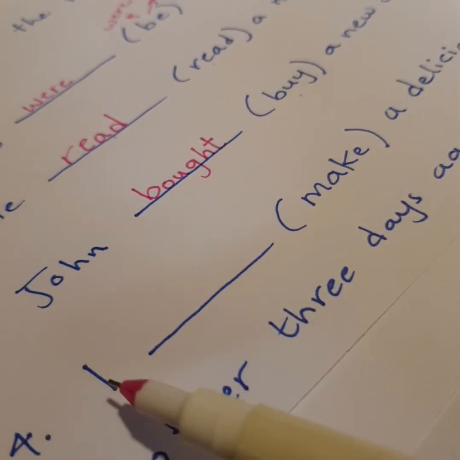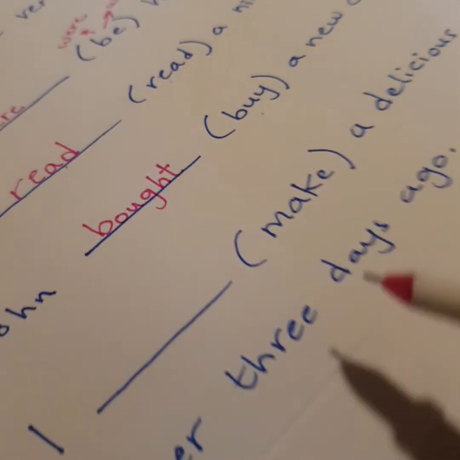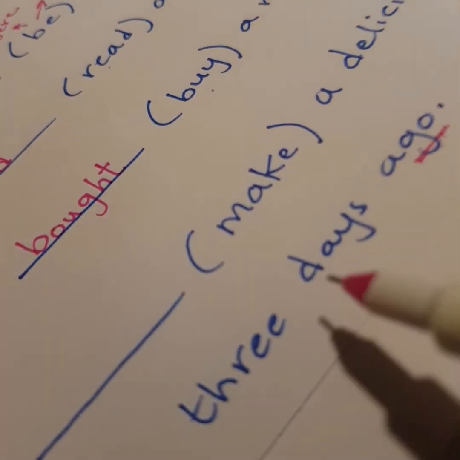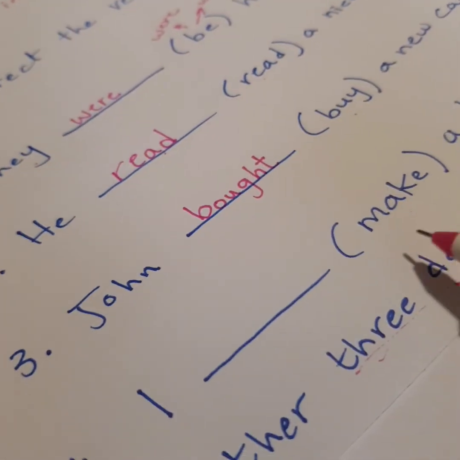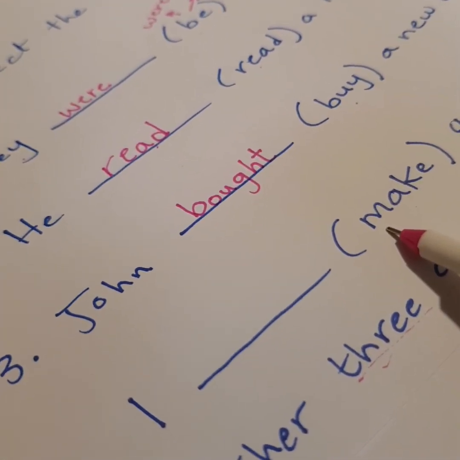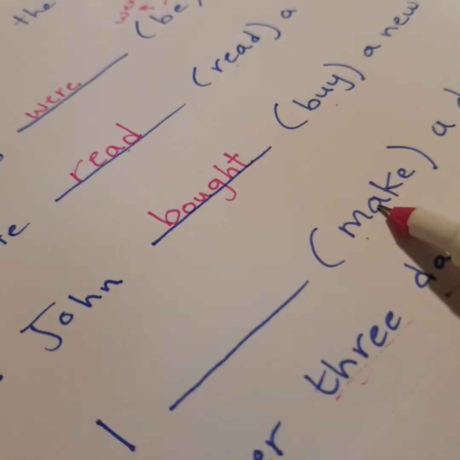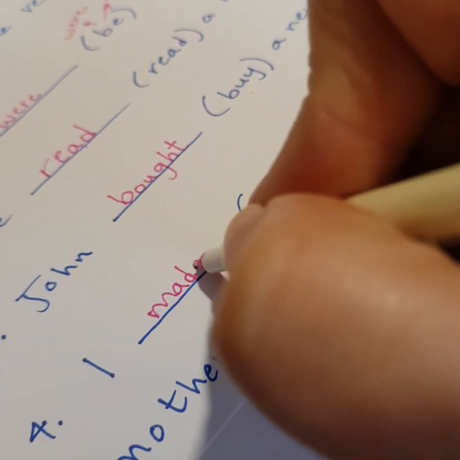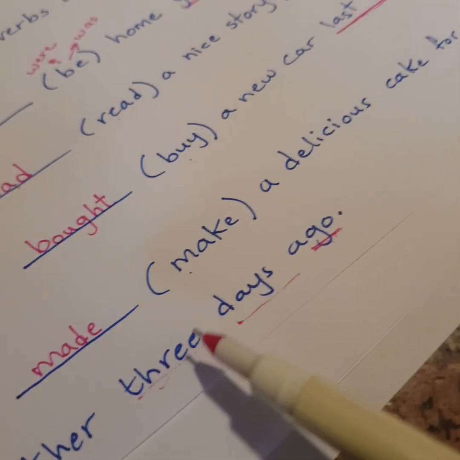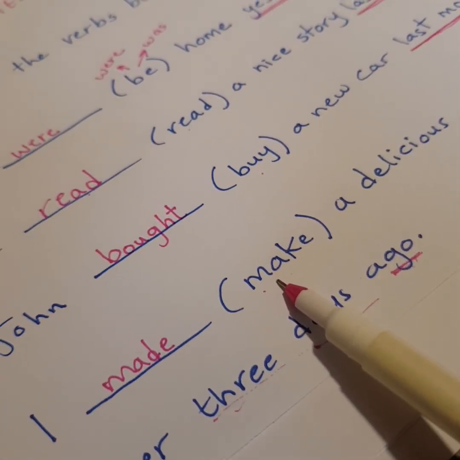Number 4. I make a delicious cake for my mom 3 days ago. So we have ago, 3 days ago. So I have to use the verb in the past simple. So verb 2 of make is made. So I made a delicious cake for my mother 3 days ago.